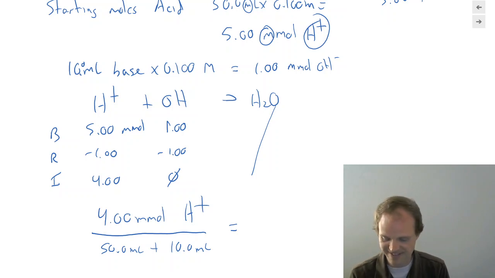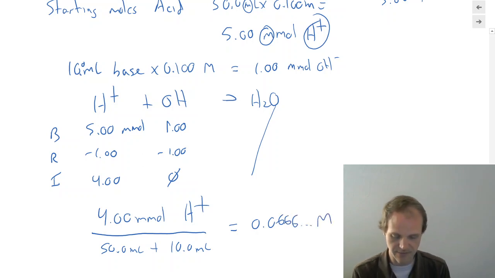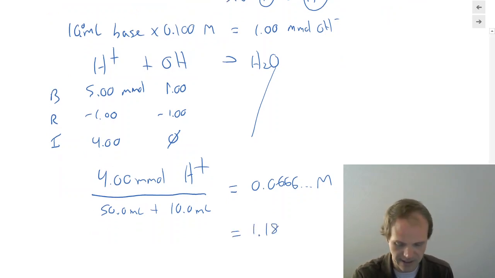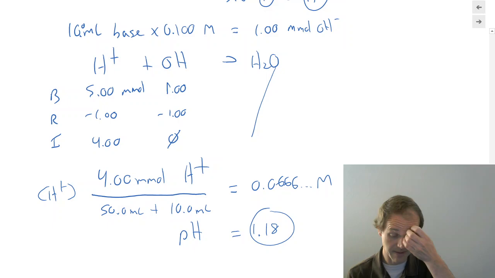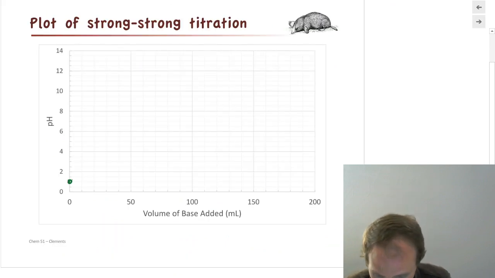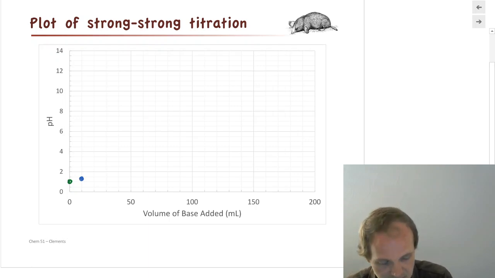4 divided by 60 gives me a concentration of 0.0666 molar, and the log of that is going to be 1.18 as my pH. Okay, so that's my H plus concentration, divided by my 60 milliliters. It gives me a pH of 1.18. So when I added 10 milliliters of base, I got myself a pH of 1.2. So 10 milliliters of base is right here. Not a very big change in pH, is it?